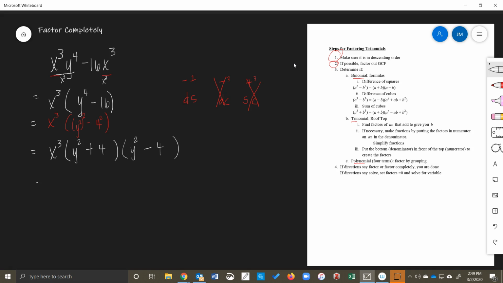And this is a special case. The x cubed, that GCF, was perfectly factored. We factored it out. Y squared plus 4 does not factor. But y squared minus 4, that's still 2 perfect squares, and they're subtracted. So we can draw that set of parentheses again and do the whole plus and minus thing again. And the square root of y squared is y. The square root of 4 is 2. And now it's fully factored.